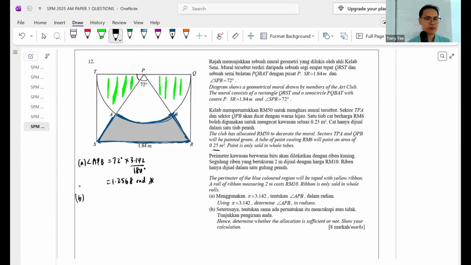Can you tell me what this angle is? What is angle APP? This is a straight line, right? If it's a straight line, the total angle is what? 180 minus 72 divided by 2. 180 minus 72 is 108, and 108 divided by 2 is 54. Please convert to radians: 3.142 over 180. Let me do this first.